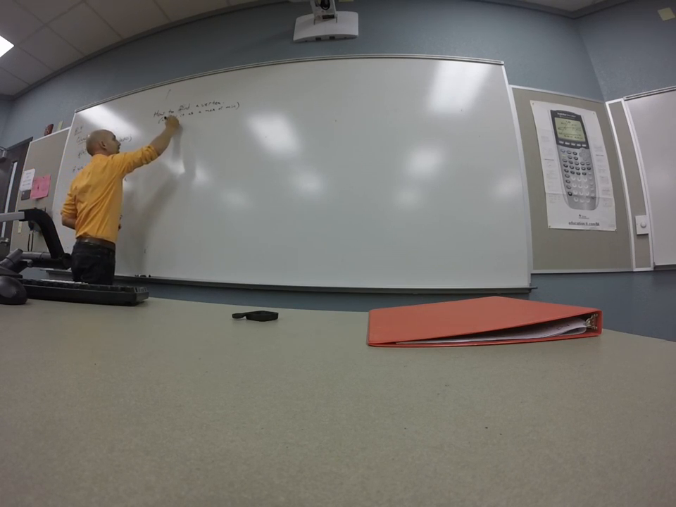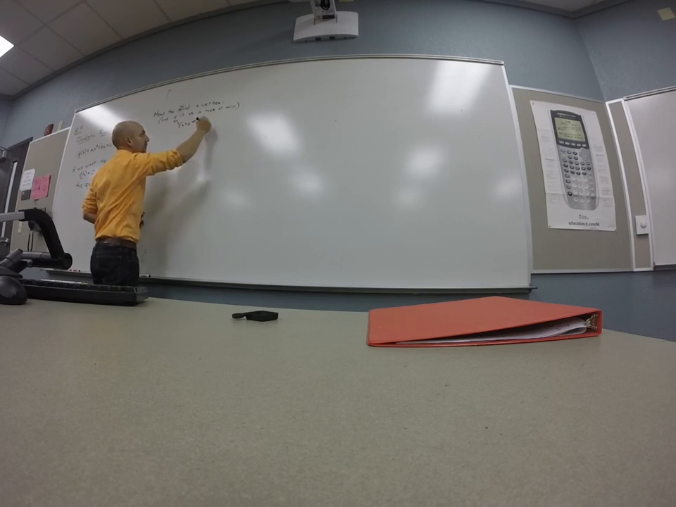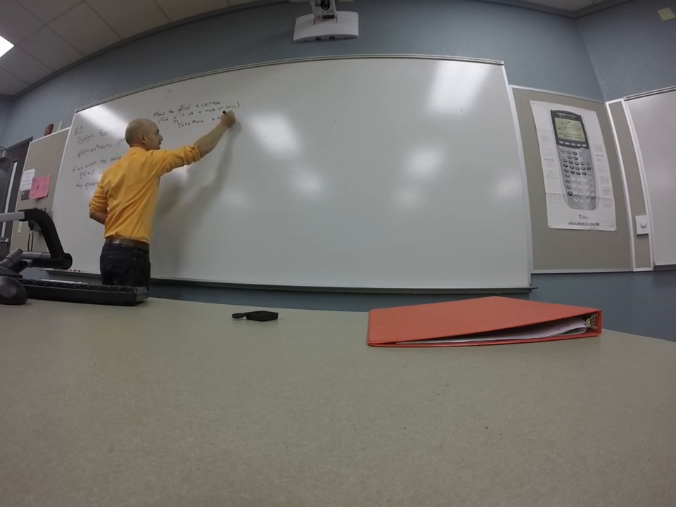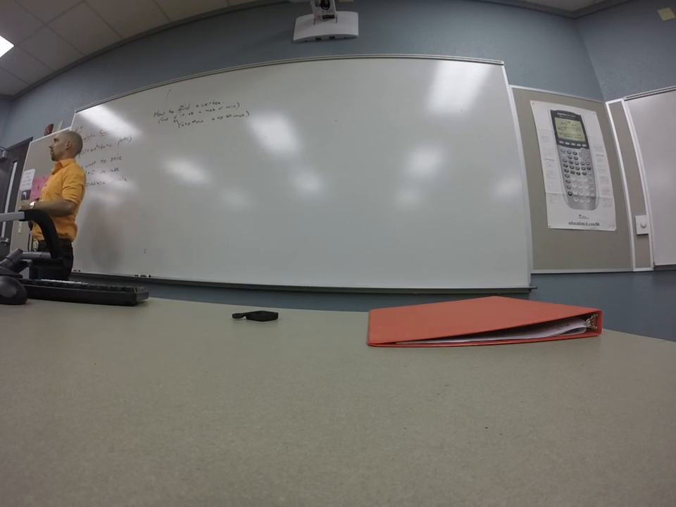If A is negative, that means the parabola opens down, so I get a max. If A is positive, I get a min. So this piece at least is easy, right? A bigger than 0 means minimum. A smaller than 0 means maximum. Okay, so that part should be easy. That's opening up or opening down.